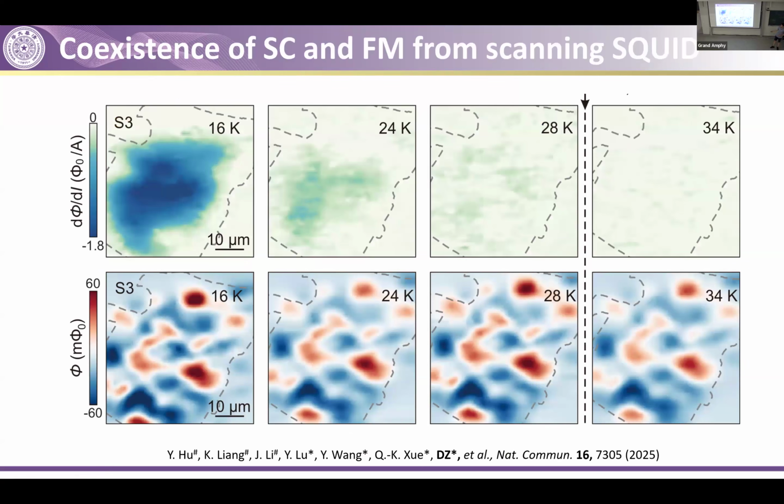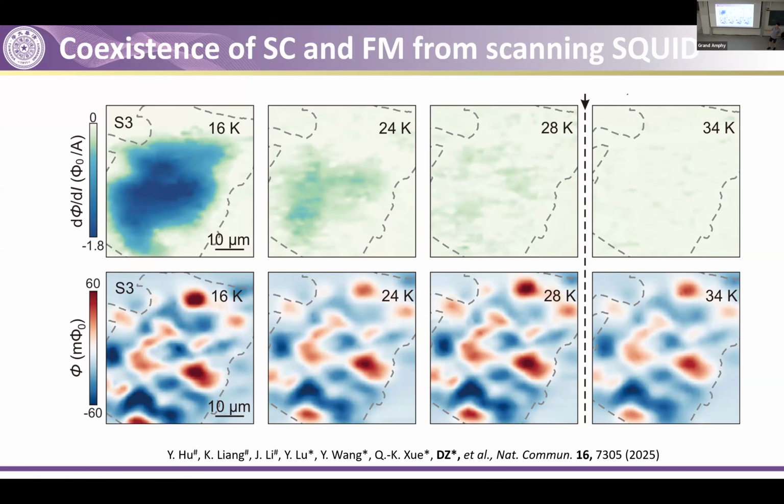Then we also collaborate with the scanning SQUID team in Shanghai. The top row shows the Meissner effect in the sample. At around 28 Kelvin, we do not see a Meissner response in the sample. The bottom row shows the magnetic DC fluxes, how they distribute. Because this is at zero field, we do not polarize the magnetic domains. But it looks like the magnetic domains can coexist with the superconducting region, at least in the vertical direction.